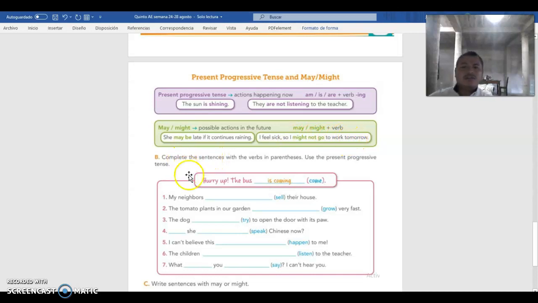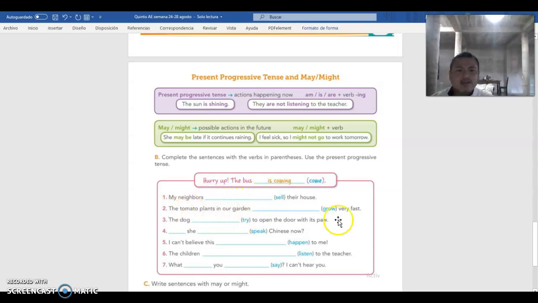And what do you need to do on this page? It says complete the sentences. You only need to complete the sentences with the verb in parentheses. Use the present progressive tense. Okay, so what do you need to do? Add ing. This is the verb. This one and that one and this one and this one and this one. You see the example right here. It says, hurry up, the bus is coming. The bus is coming. So I use in this one comes to change to I put an ing. Okay, so another example could be my neighbors are, because neighbors plural, my neighbors are selling their house.